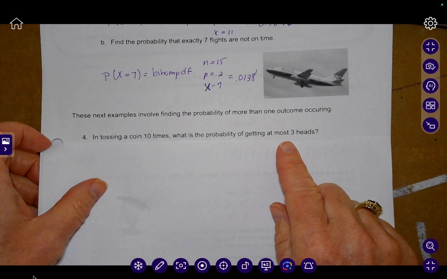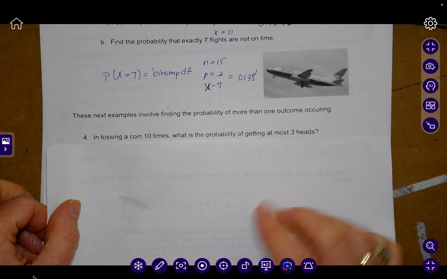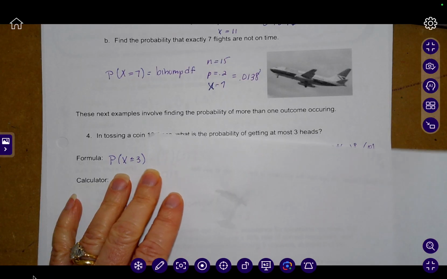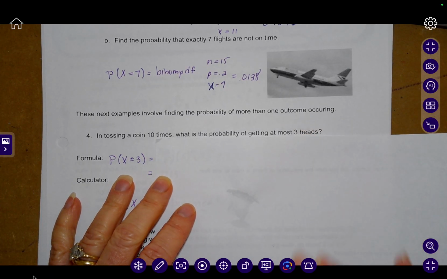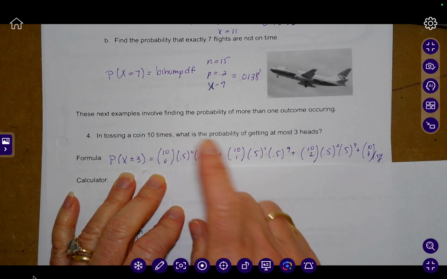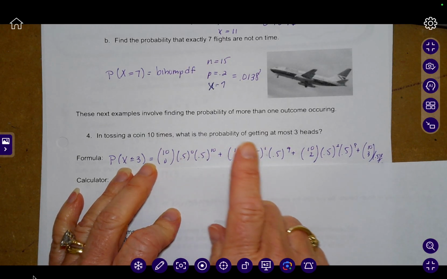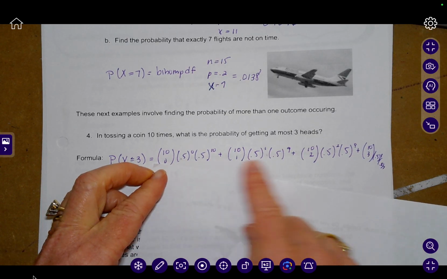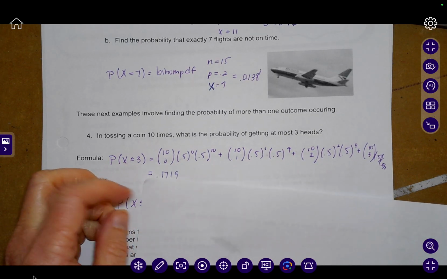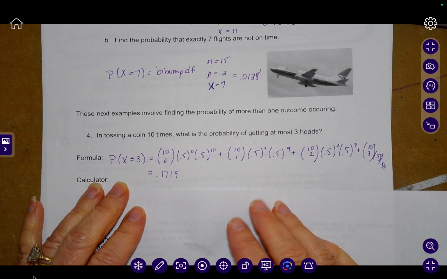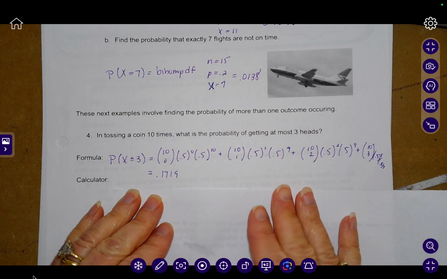Alright, this one asks for the probability of getting at most 3 heads. So at most 3 would be less than or equal to 3. If you're using the formula, I could get 0 heads, 1 head, 2 heads, or 3 heads. You'd have to go through all of those and add them up, which you can totally do, but at this point it gets a little easier to just use the calculator.